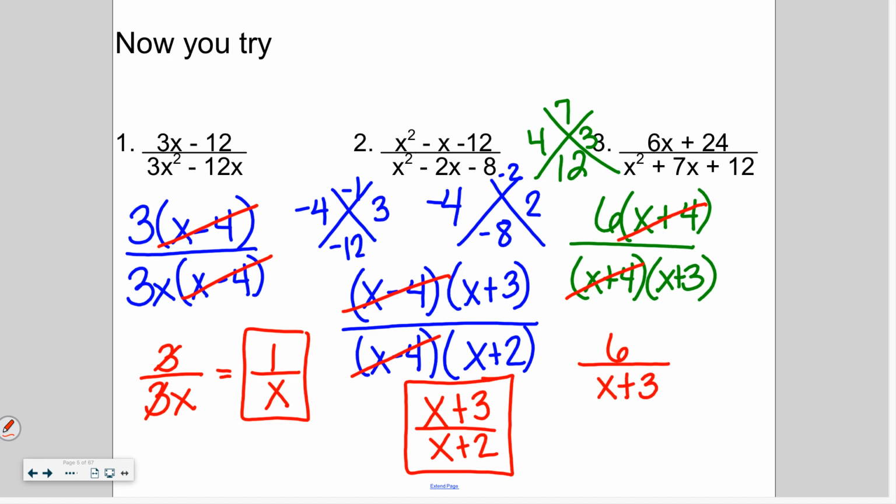And if I look at this, is there anything that I can do? You may be hesitant and want to take the 6 and the 3 and simplify them, but you cannot do that because the 3 is attached to the x by an addition sign. So you have to leave them together since it's being added and subtracted. Okay, if it was being multiplied, you could change that.